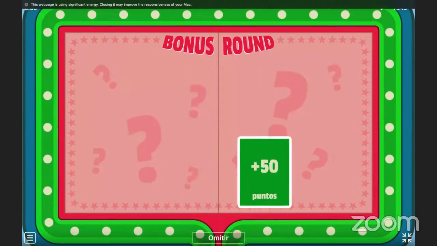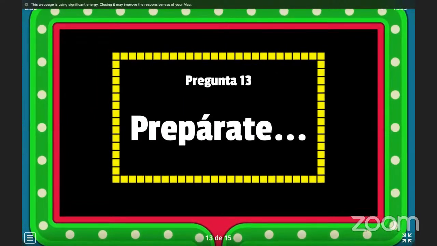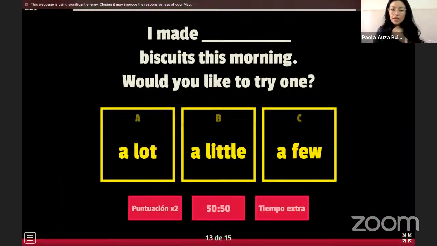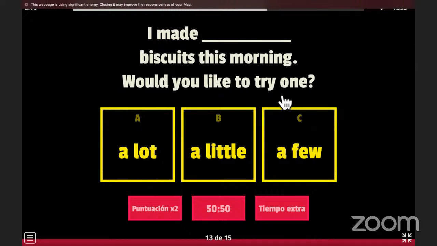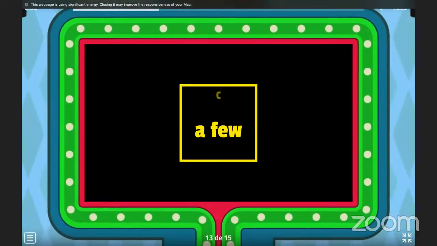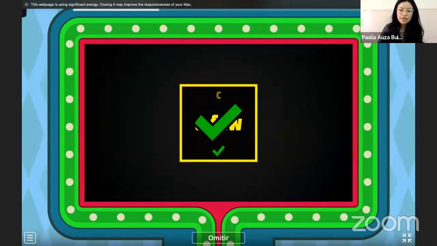Okay, next. I made a lot, a little, a few biscuits this morning. Would you like to try one? Biscuits. Countable. I made a few. Yes, great job.